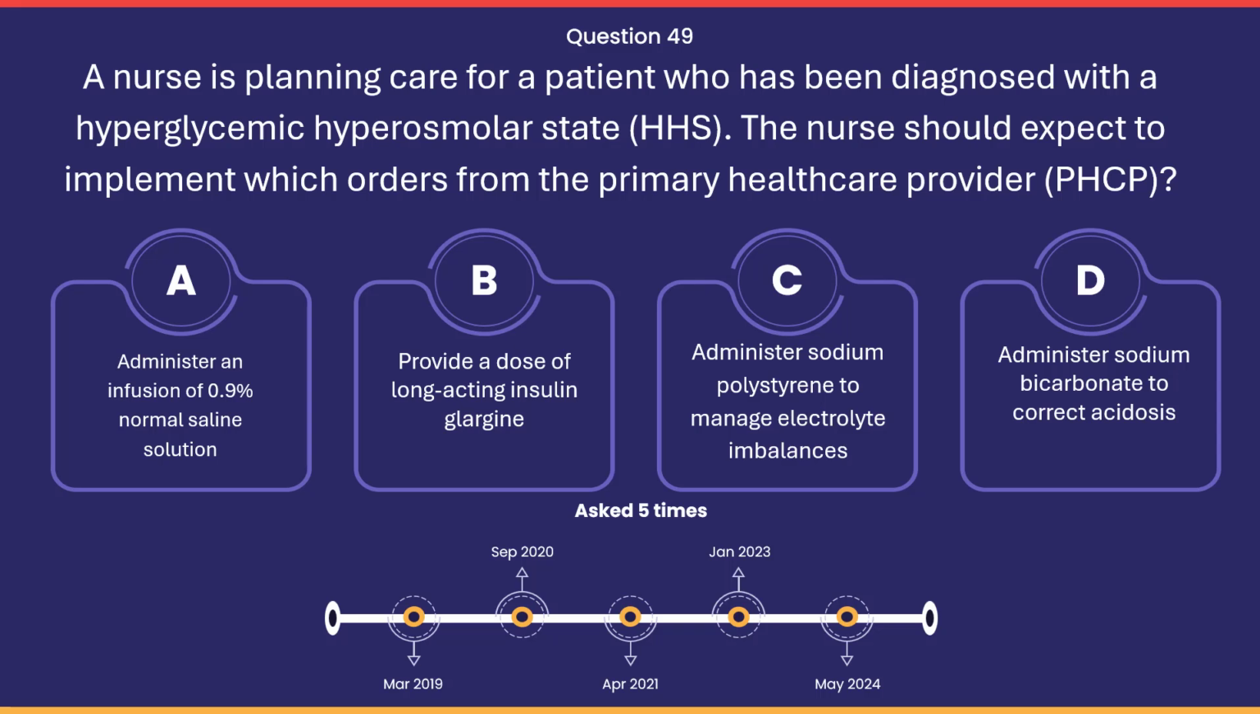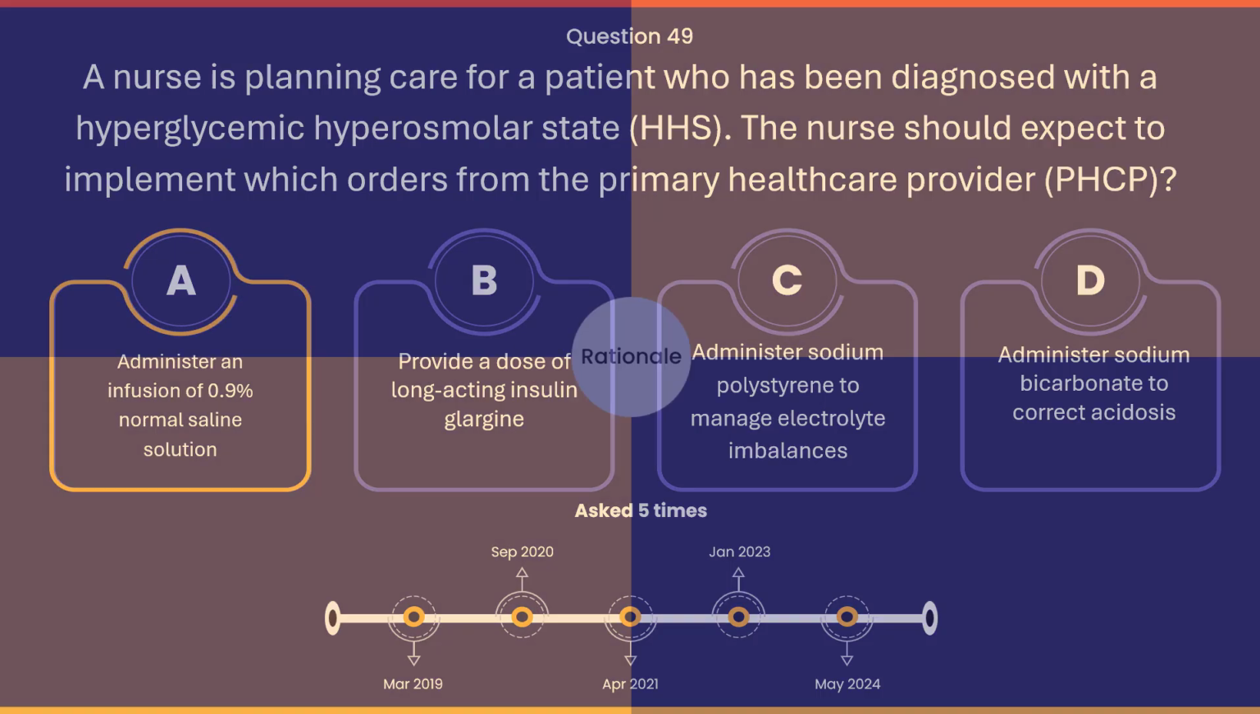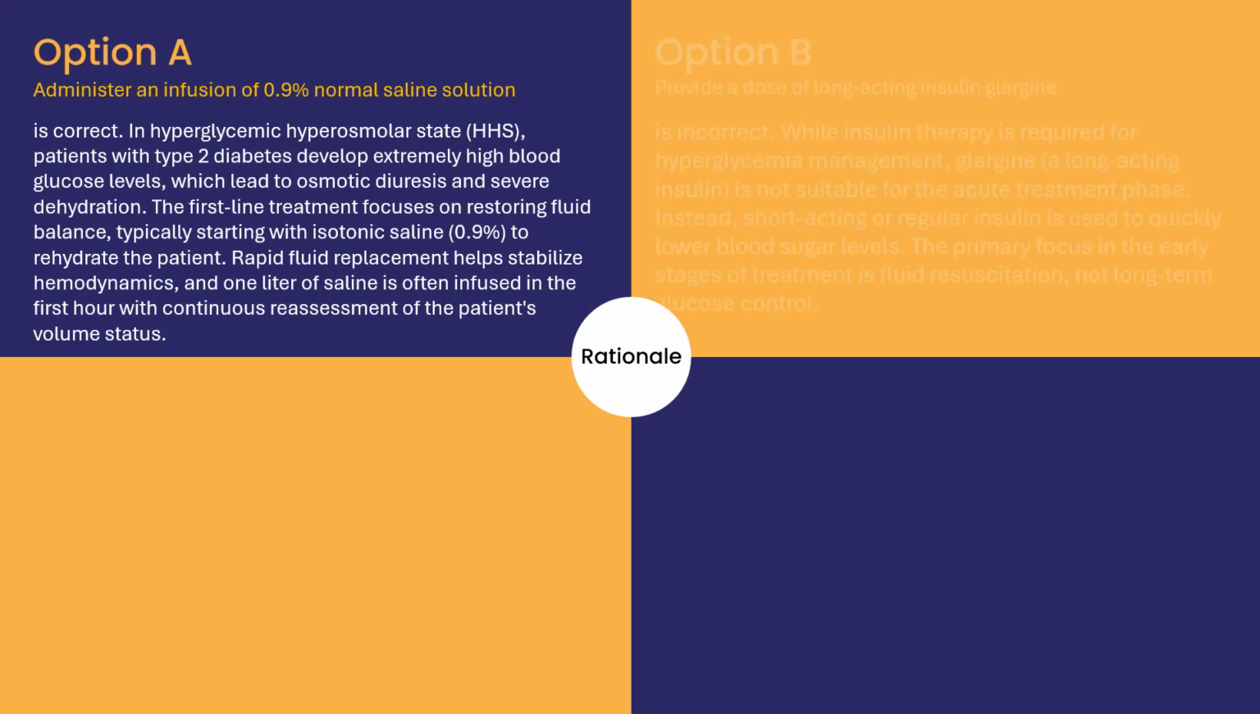B. Provide a dose of long-acting insulin glargine. C. Administer sodium polystyrene to manage electrolyte imbalances. D. Administer sodium bicarbonate to correct acidosis. The correct answer is A. Administer an infusion of 0.9% normal saline solution.